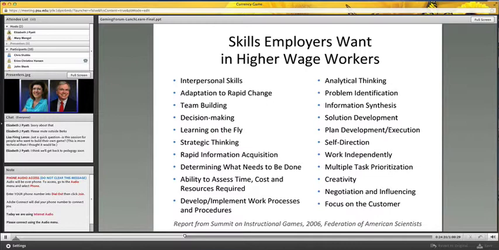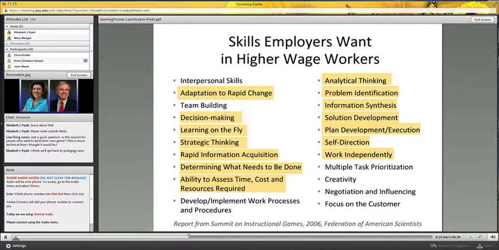But anyway, what you see in front of you are skills that employers look for. In addition to my teaching, I'm also one of the academic advisors, and I can assure you that the various traits and skills on this list are the types of things our employers are looking for. The list was submitted and prepared by the Summit on Instructional Games in 2006 with the Federation of American Scientists. So you see a whole list of skills.